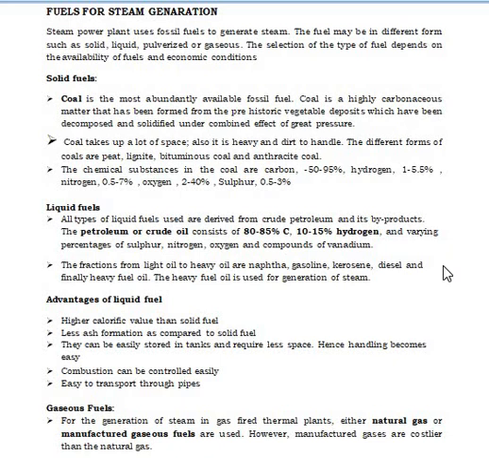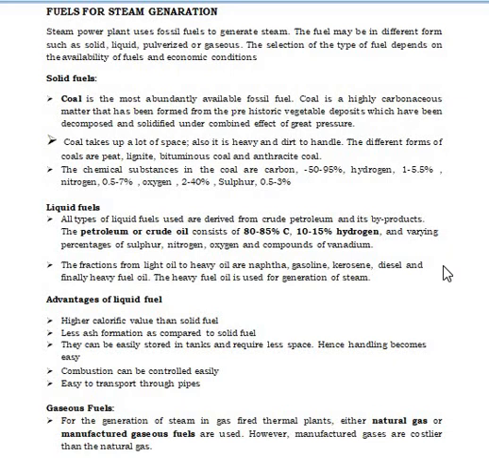The chemical substances in coal are carbon 50 to 95%, hydrogen 1 to 5.5%, nitrogen 0.5 to 7%, oxygen 2 to 40%, and sulfur 0.5 to 3%.